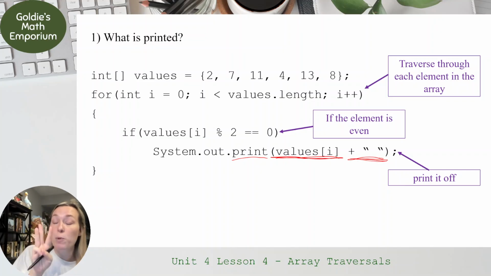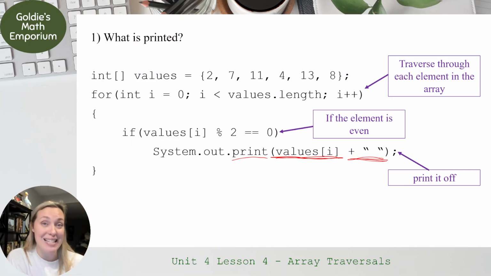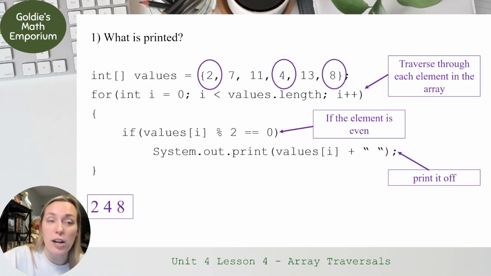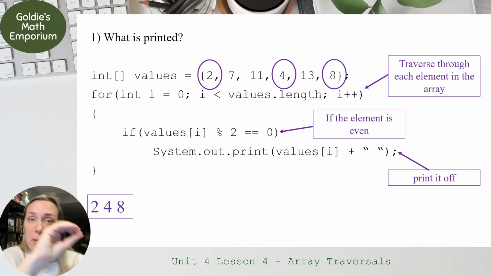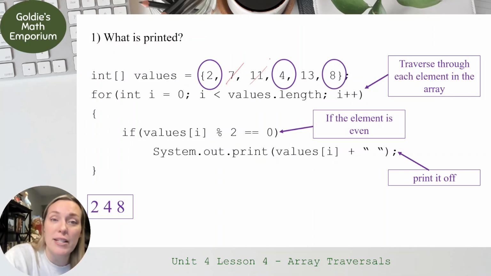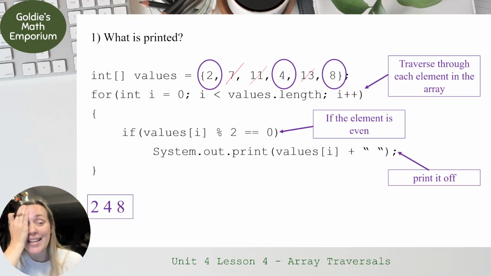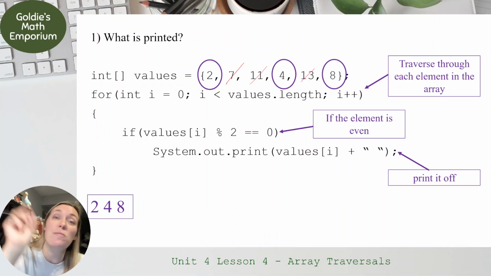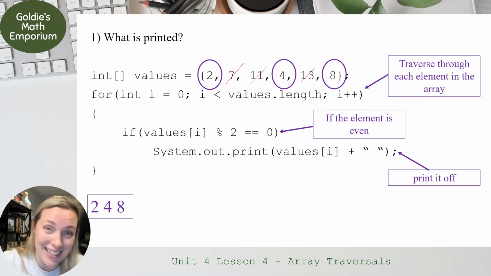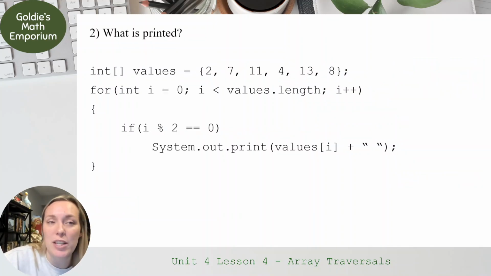Okay. So by putting English language to that code that I'm tracing, now I can just go through the array and ask those questions. So I'm going to start at 2. It's even. I'm going to print it off. 7 is not even. 11 is not even. 4 is even. I'm going to print that off. 13 is not even. And then 8, that's even. So I'm going to print that off. Okay. And now I have 2, 4, 8. That's what gets printed to the screen. So as you practice these, as you get good at them, that is how we are going to move through these problems when they're asked what is printed.